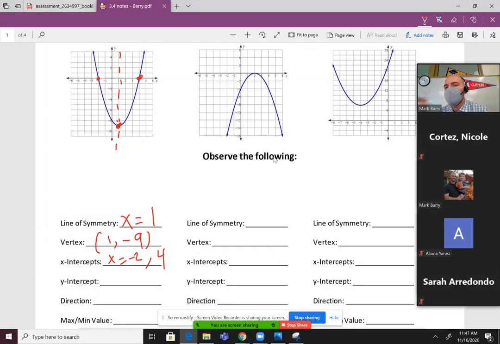All right, the y-intercept is where it hits the y-axis. I see that we have a y-intercept right here at -8. Next, direction. This is either opens up or opens down. I think these are all pretty easy to see for that question. On this one, it opens up.